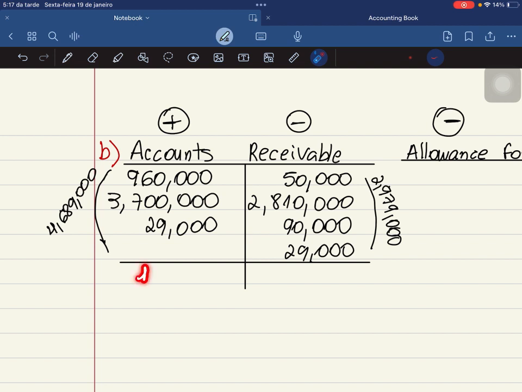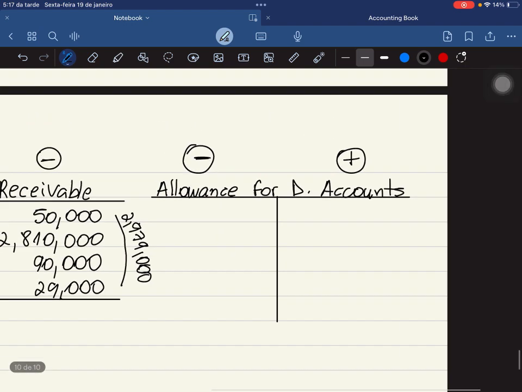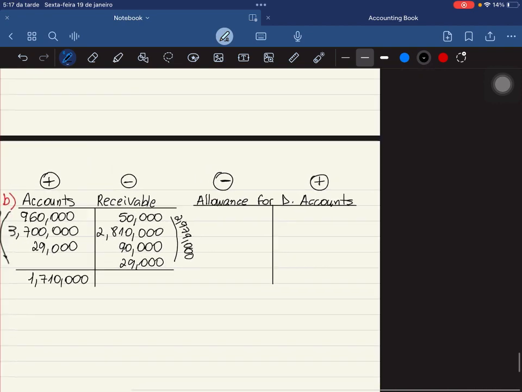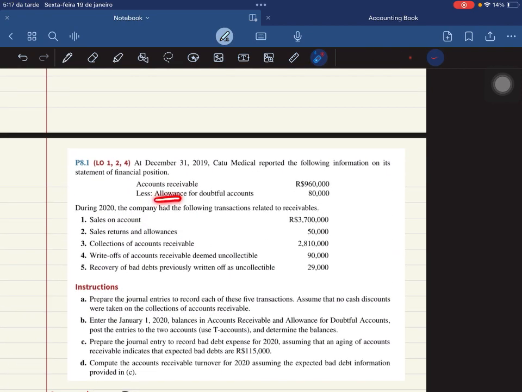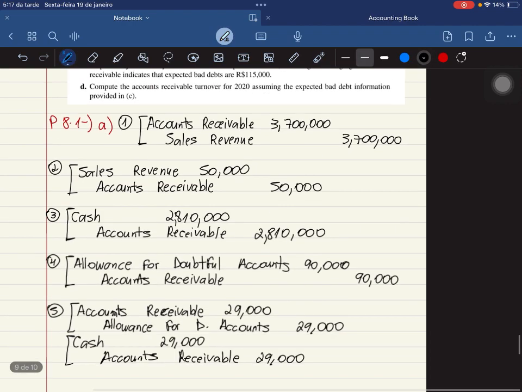And that gives me 1,710,000. This is the ending balance on the accounts receivable side. Now we have to do the same thing for the allowance for doubtful accounts. Do we have a beginning balance for that one? We do, right? Allowance for doubtful accounts, the beginning balance is 80,000.